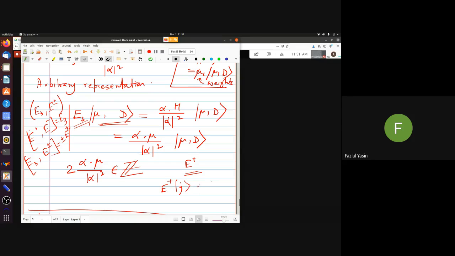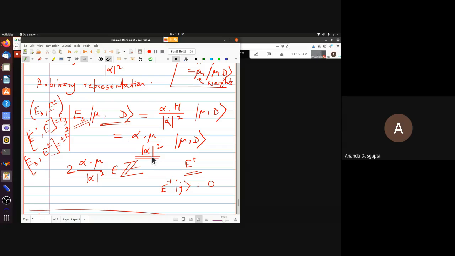Alpha dot mu by mod alpha square is the analogy to J here. No, it's not an analogy at all. E3 is the analogy. Alpha dot mu by mod alpha square is not analogous to J, it is M.